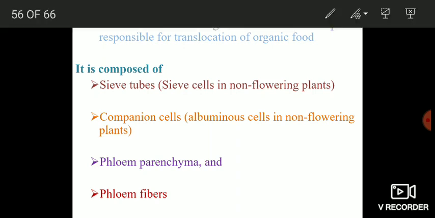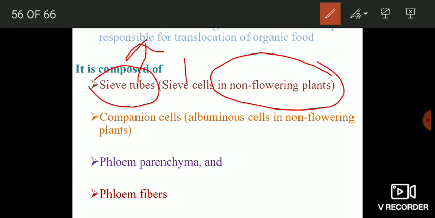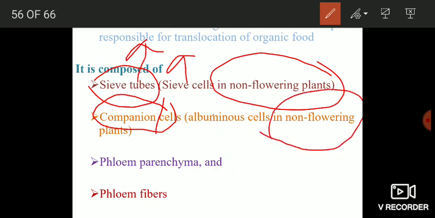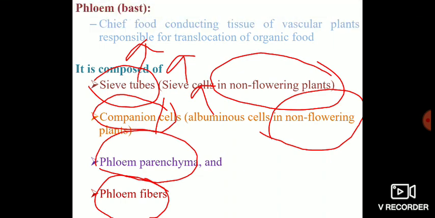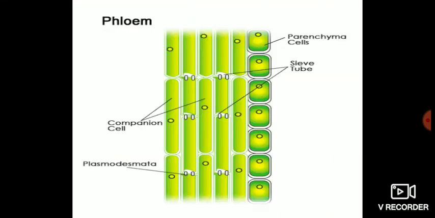And like xylem, phloem is composed of four different kinds of cells. The first one is sieve tubes. Sieve tubes are present in angiosperms, while in case of non-angiospermic plants, they have the sieve cells. We will understand what is the difference between sieve tubes and sieve cells. Second one is companion cells. They are present in angiosperms, while in case of non-angiospermic plants, they possess the albuminous cells. And the third one is phloem parenchyma, and finally the phloem fibers. We will discuss each and every cell type of phloem.